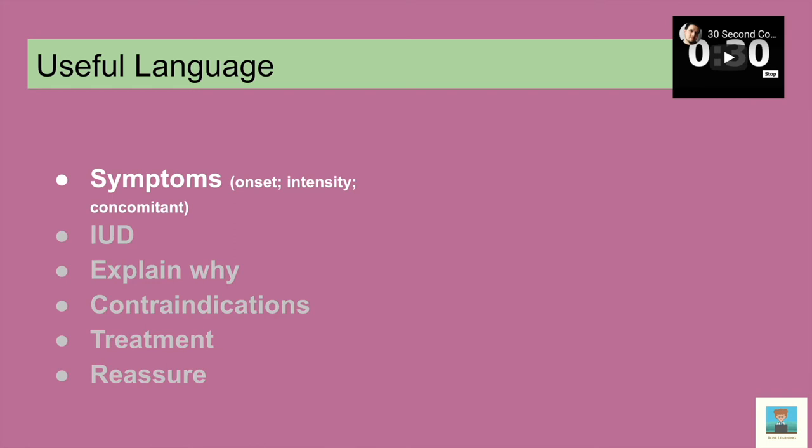So the first one is about symptoms. And remember, we had these medical terms, onset, intensity, concomitant, which you will need to explain in lay language. So 30 seconds to think about how you can ask the patient about the symptoms they've been experiencing with period pain. Your 30 seconds starts now.